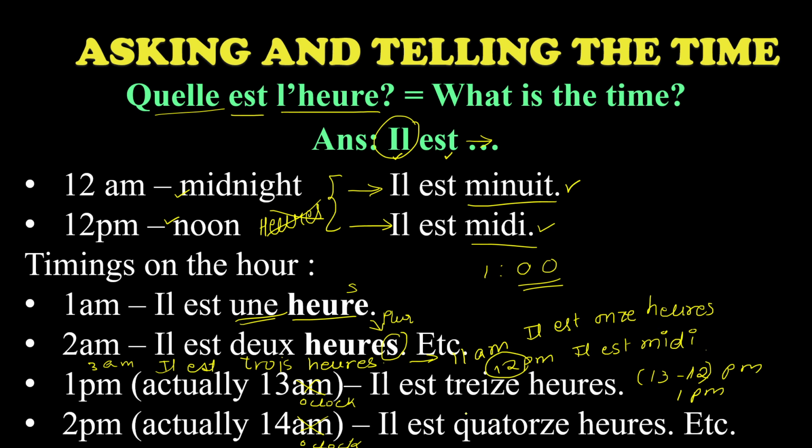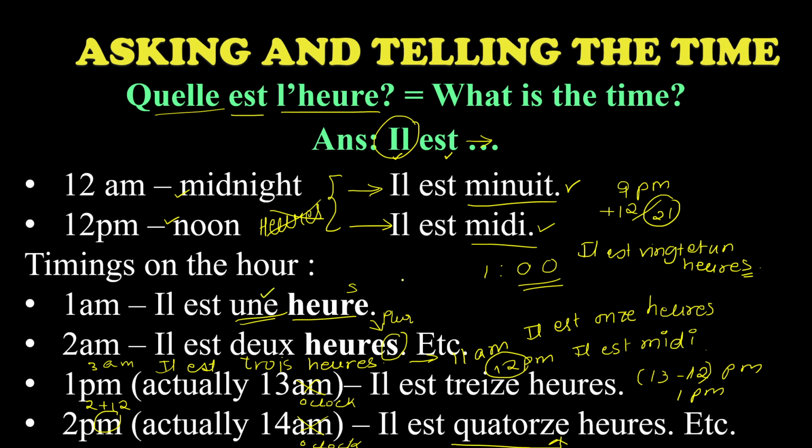You have to add 12. Whenever it's p.m. you have to add 12 to the number, and you'll get the number which you have to put here. Il est 14. If you had to say it is 9 p.m., what would you do? You have to add 12 to this, becomes 21. So you would have to say il est 21 heures. Remember to put an S here for all the numbers except 1. So this is how you get your timings on the hour.